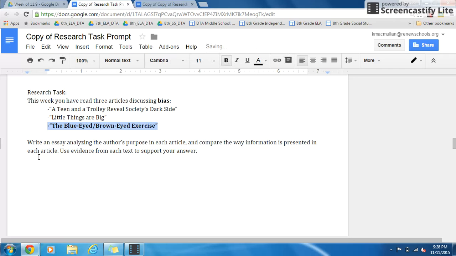So remember that we are writing an essay analyzing the author's purpose in each article, or why the author wrote the article, what they want the reader to understand. And also we are identifying the way information is presented in each article so that we can compare it across articles. And the way information is presented is usually through examples, through directly addressing the reader, experiments, eyewitness accounts, all of those things that we've already gone over.